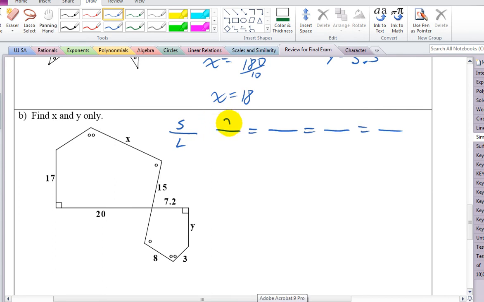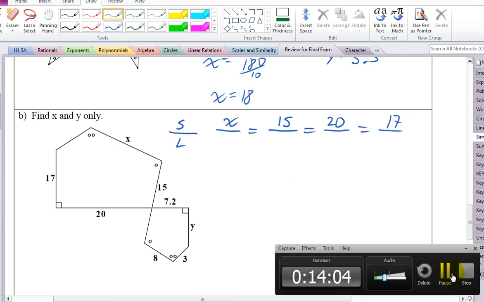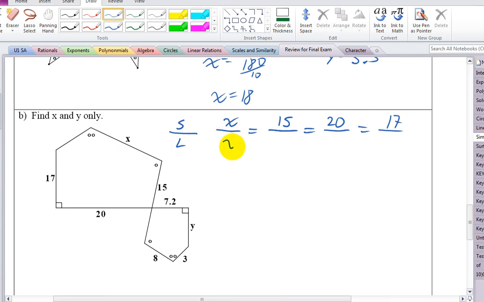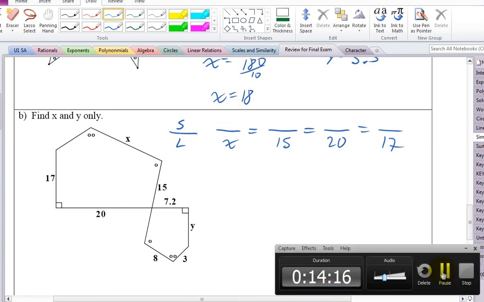So in the small one, we'll do x, 15, 20, and 17, and then line up the other ones. You're right, they should go on the bottom. I said that, yes, I made a mistake. I didn't say the other part.